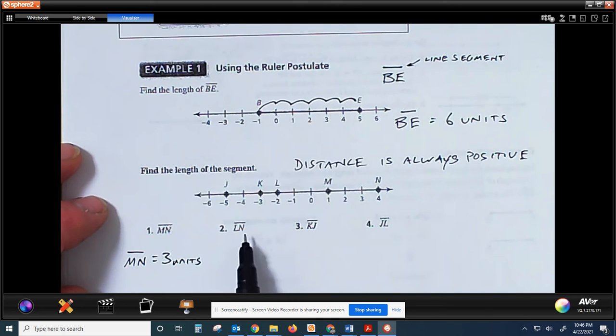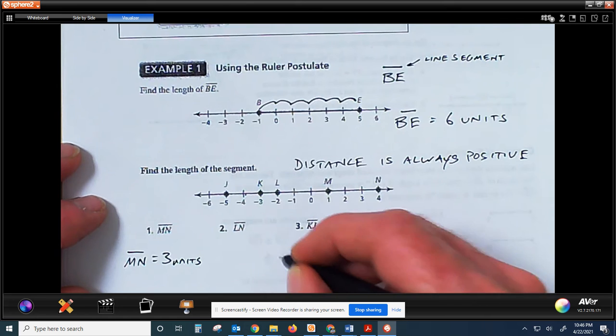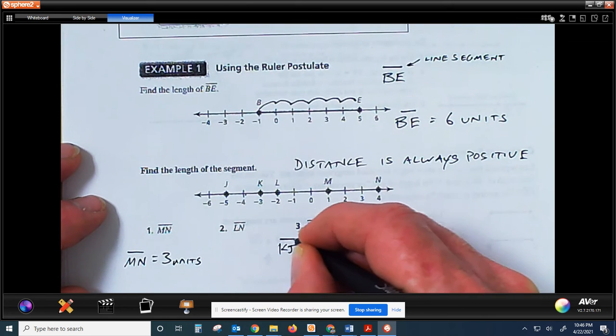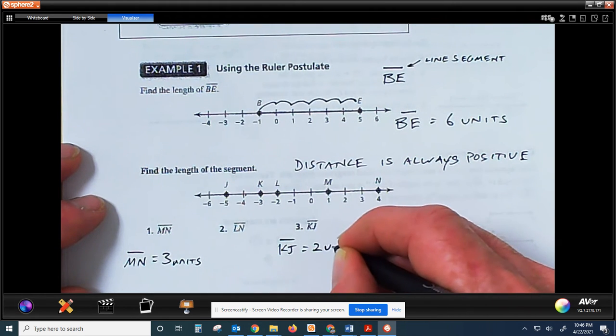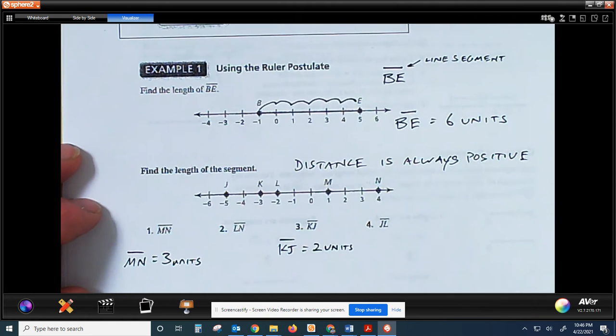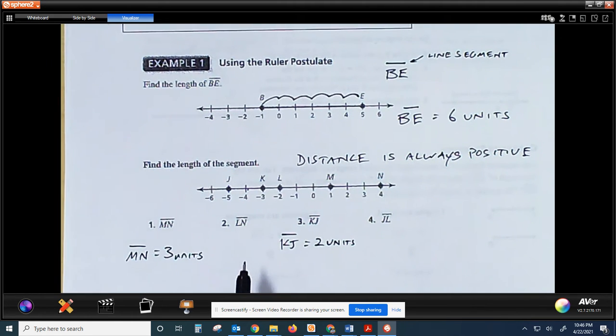Okay, L to N, K to J, J to L. I'm going to try K to J. 1, 2. KJ is equal to 2 units of length. I'm going to pause here and you guys try 2 and 4 just to make sure we're all doing okay.